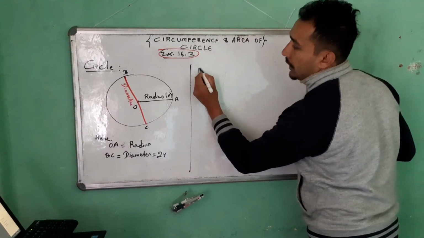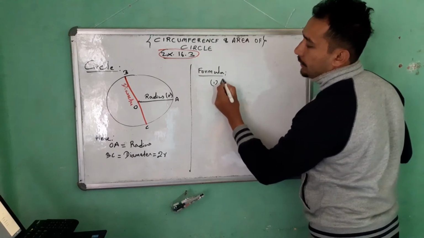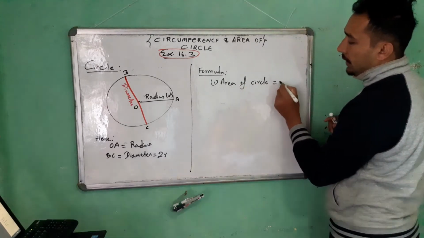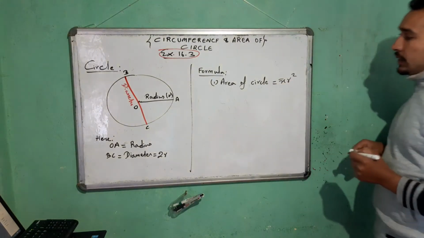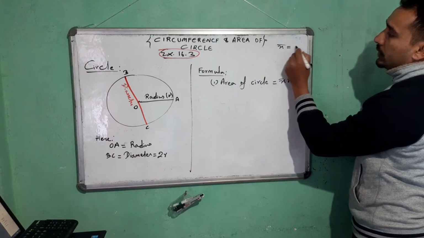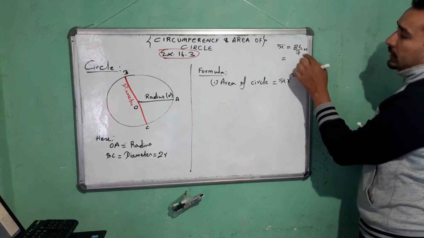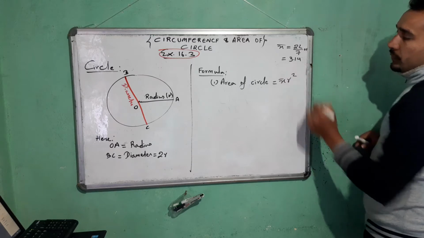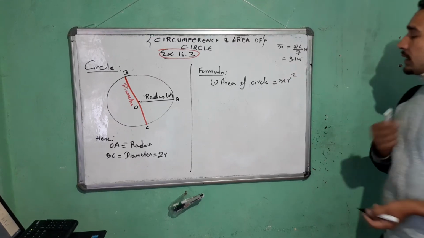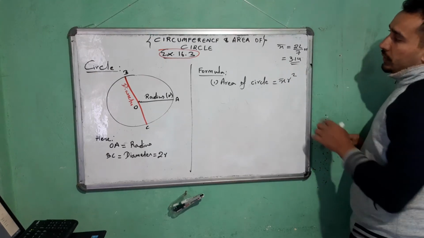Area of circle formula, formula number 1. Area of circle is pi r square. Pi means 22 upon 7. Value of pi is 22 by 7, or in decimal we write 3.14. So the approximate value we write is 3.14.